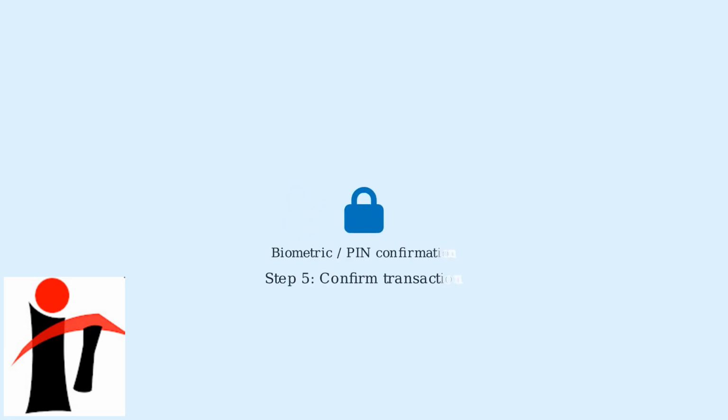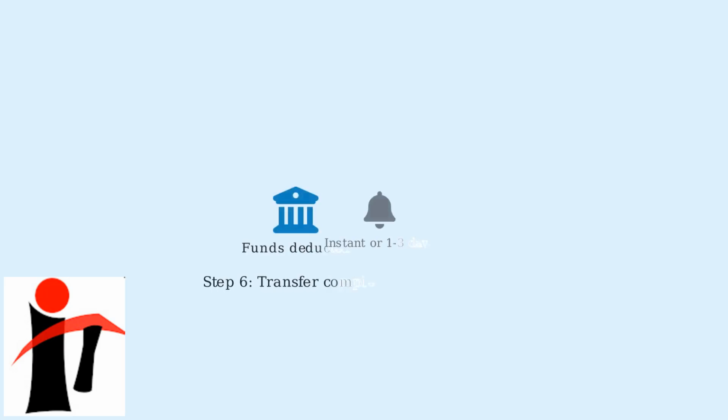Confirm the details using biometric authentication like fingerprint or facial recognition or your PIN. This is especially important for transactions over $500. Funds are deducted directly from your Chase checking account.